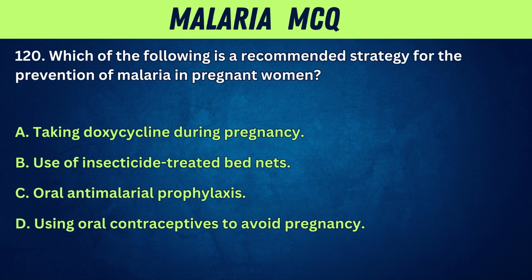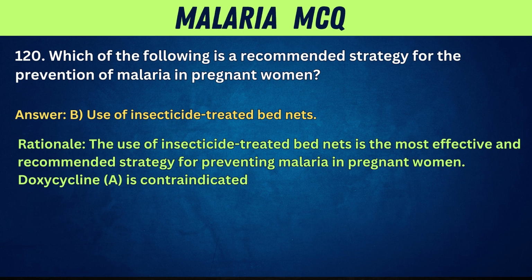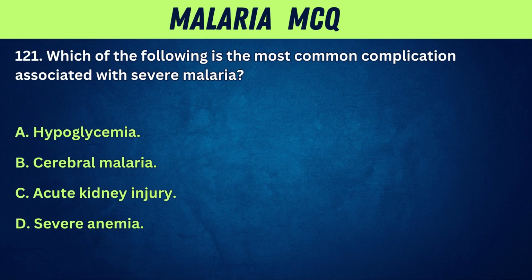120. Which of the following is a recommended strategy for the prevention of malaria in pregnant women? A. Taking doxycycline during pregnancy. B. Use of insecticide-treated bed nets. C. Oral antimalarial prophylaxis. D. Using oral contraceptives to avoid pregnancy. Answer: B. Use of insecticide-treated bed nets. Rationale: the use of insecticide-treated bed nets is the most effective and recommended strategy for preventing malaria in pregnant women. Doxycycline, A, is contraindicated.